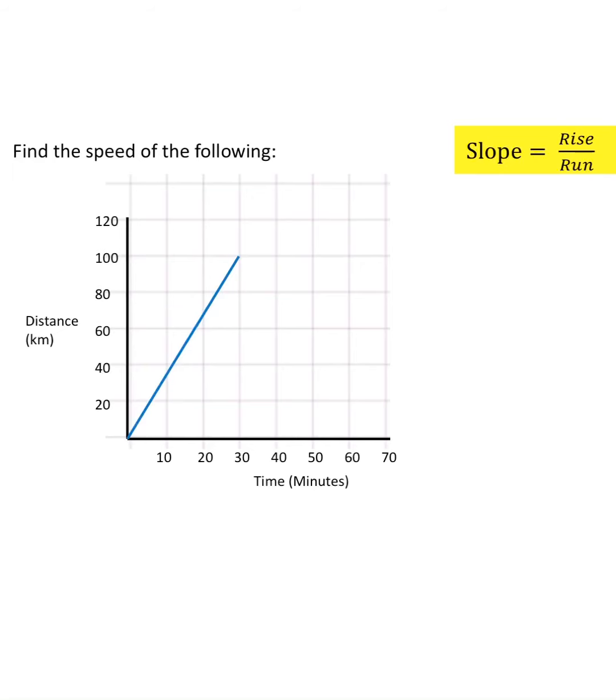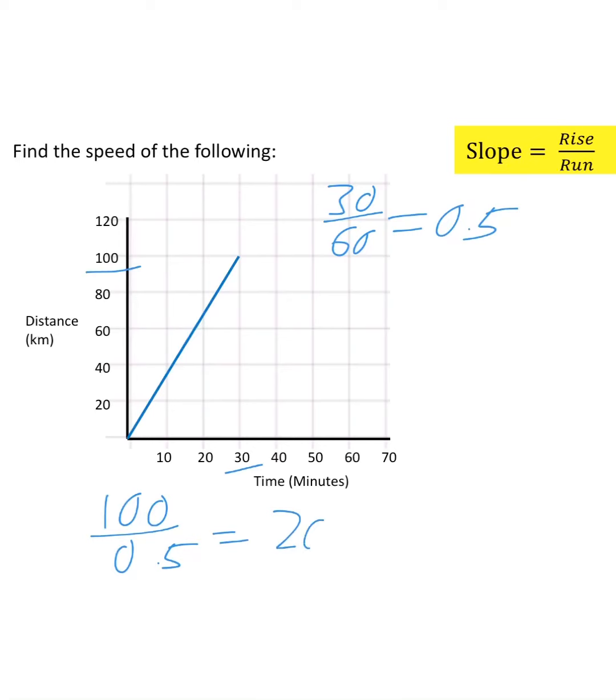Okay, I'll do this one quickly. So we have again 100 and 30 minutes, so that's 30 over 60, which would be 0.5. So then we're going to have a distance, which is 100 divided by 0.5. That'll be 200 kilometers per hour.